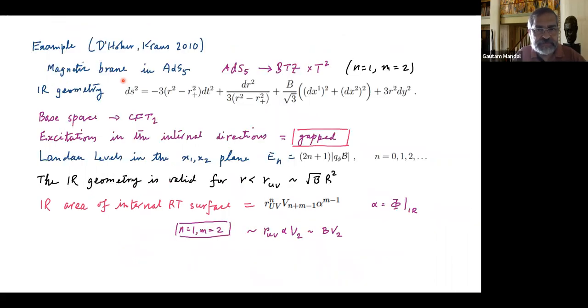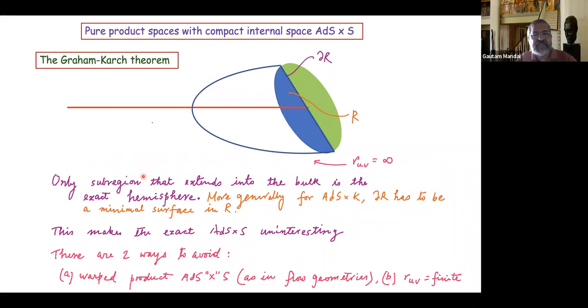So this is the Dp-brane form. The excitations in the internal directions are gapped. The physics is the same as the Landau levels because there's a magnetic field involved here. And so you might ask why go to these RG flow geometries? Because there's a no-go theorem by Graham and Karch, which is that if you want an RT surface which extends into the radial direction, then the only subregion allowed is a perfect hemisphere going to the equator.